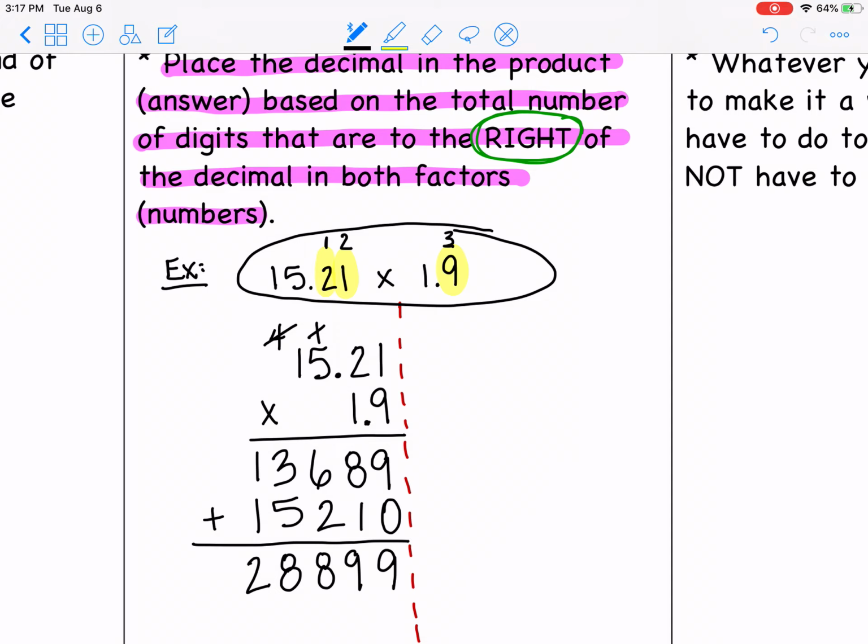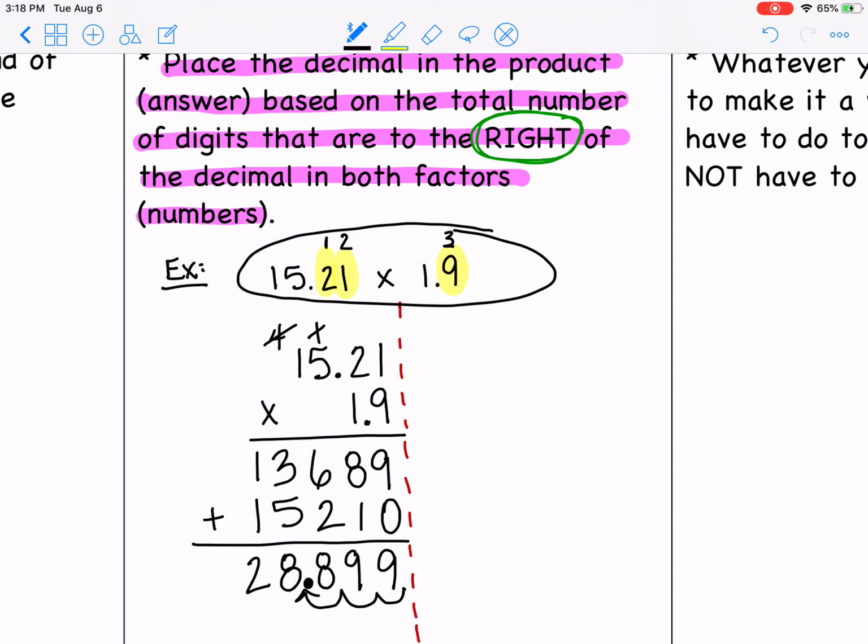So here's how we place the decimal in the product, or the final answer to our multiplication problem. We're going to start over here at this red wall. I'm just going to put a little dot there, and I'm going to count however many digits were to the right of the decimal in my equation. I'm going to count that many spots in my answer, in my product. So I'm going to go 1, 2, 3, and that's where my decimal is going to go in the answer.